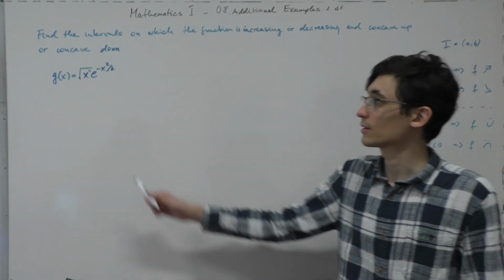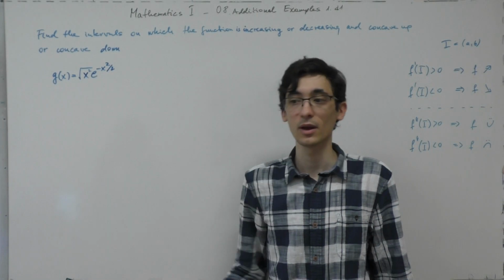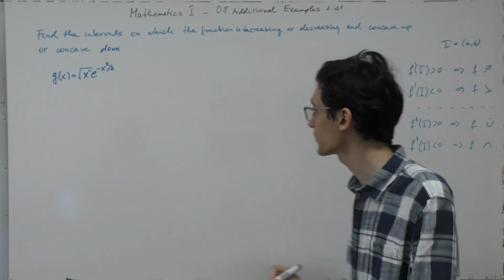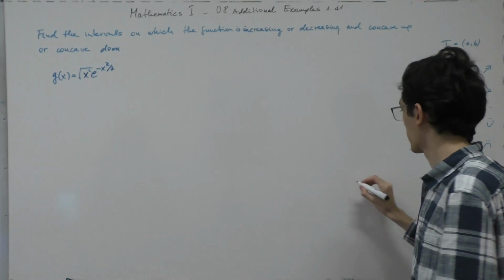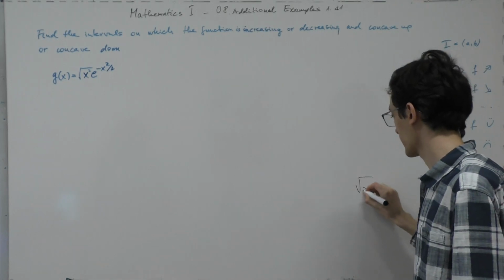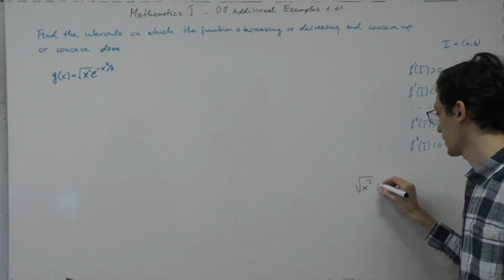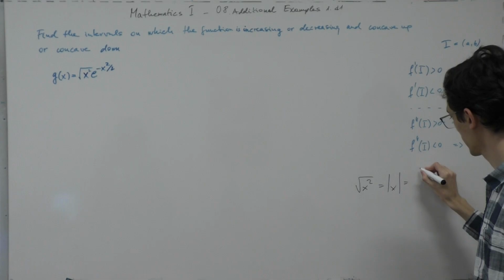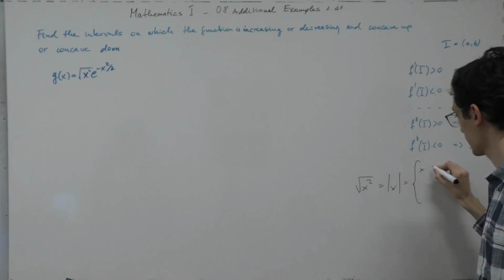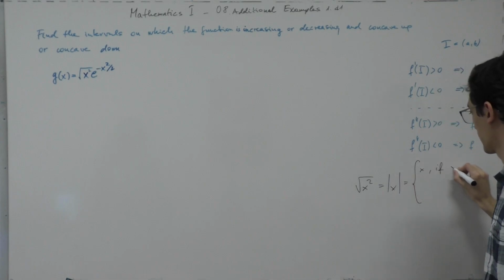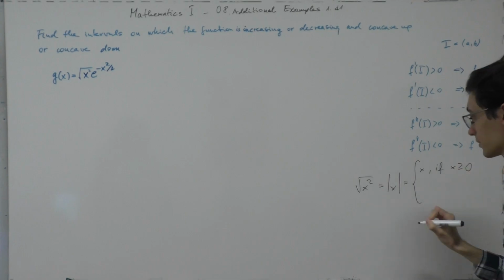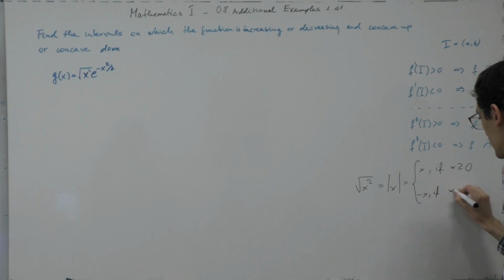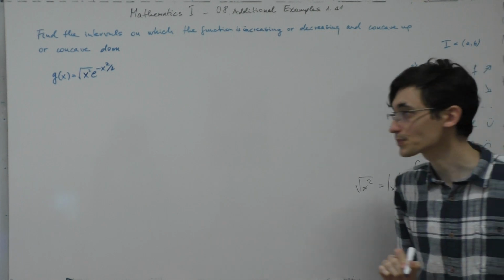In this next exercise, we will examine this function. The first interesting thing we see is this square root of x squared, which we have to be very careful with, because the square root of x squared isn't simply x, but it is the absolute value of x, meaning it is x if x is at least 0, and negative x if x is less than 0.